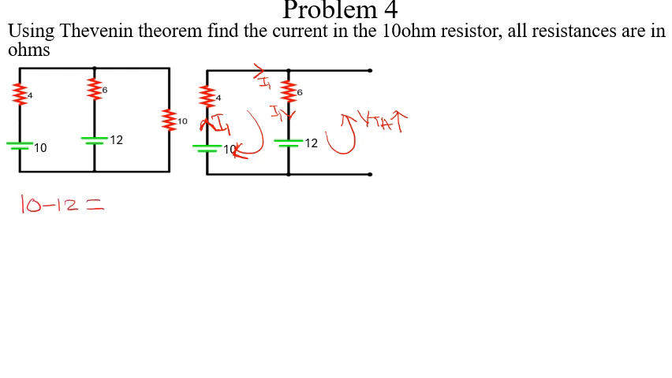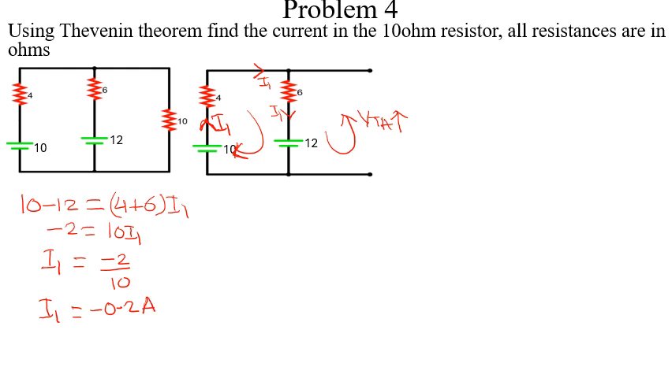So writing KVL for that, we have 10 minus 12 equals voltage drops, because the sum of voltage sources equals the sum of voltage drops. The 4 and 6 are in series, so the same current I1 flows through them. So we have minus 2 equals 10 I1. So I1 is equal to minus 2 over 10, and we get I1 as minus 0.2 amps.